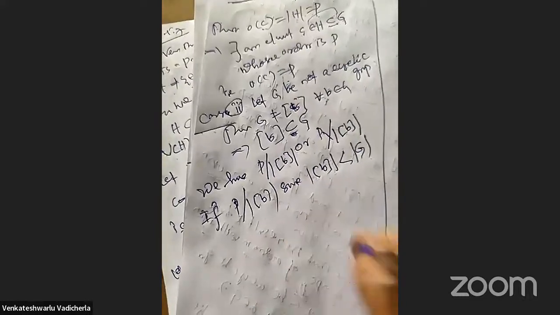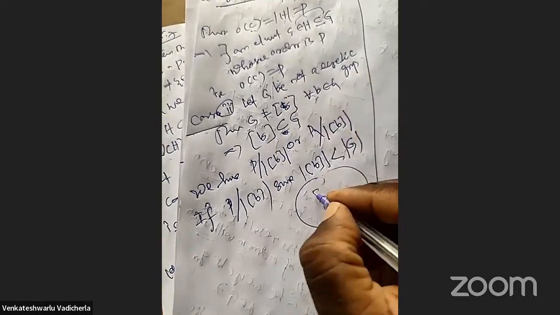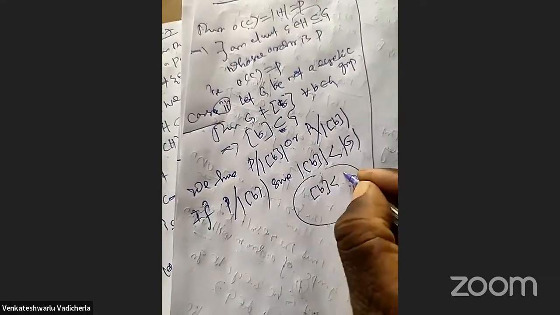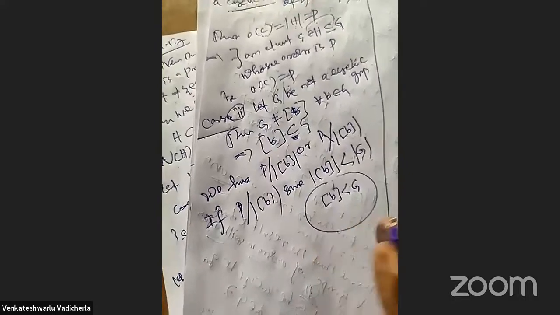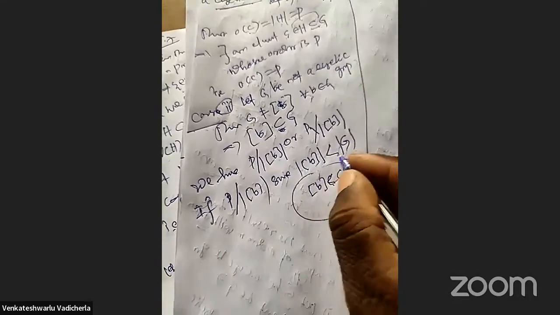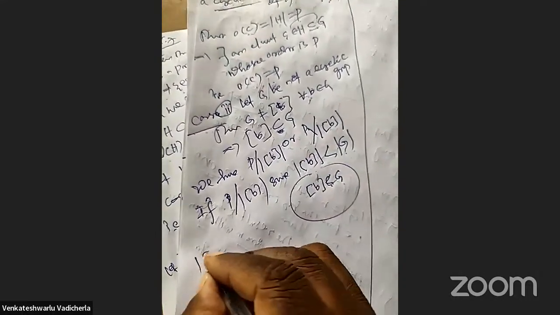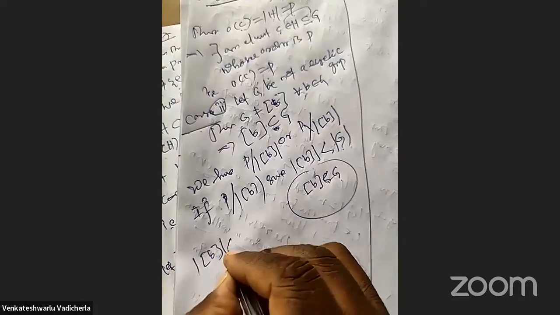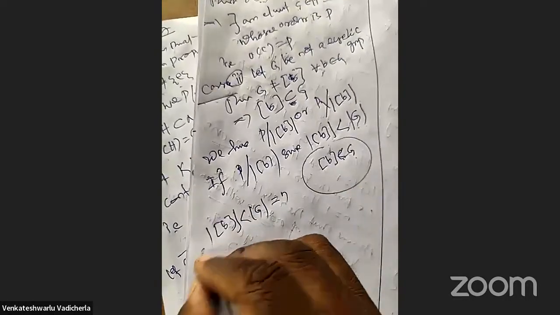This is cyclic, and this is a proper subgroup of G, a subset of G. So by our assumption, the order of the cyclic subgroup generated by b is equal to m, which is less than n.